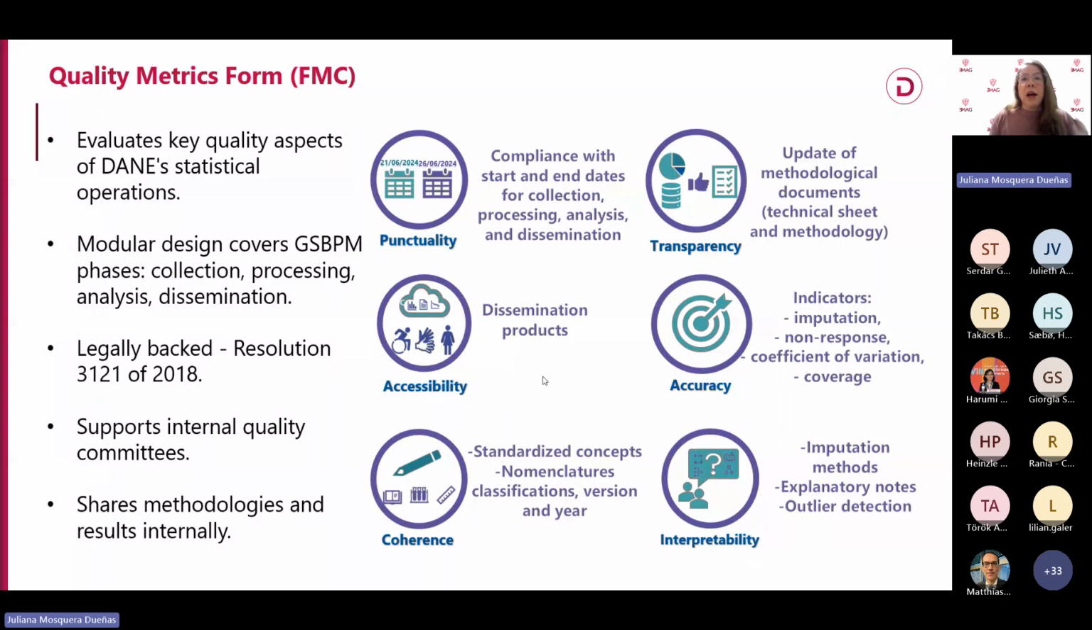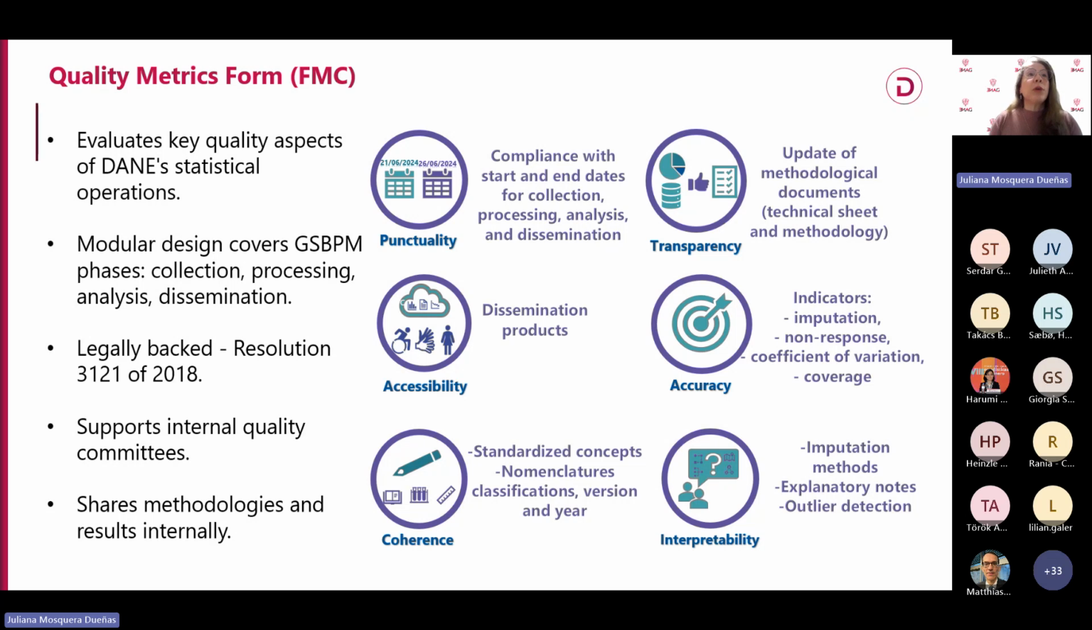This form is really important for us because we support our internal quality committees with it. When we carry out the committees, we use the form there. The statistical operation manager presents all the methodology of the statistical operation, and we can review before publishing our statistical outputs and check if there's room for improvement.